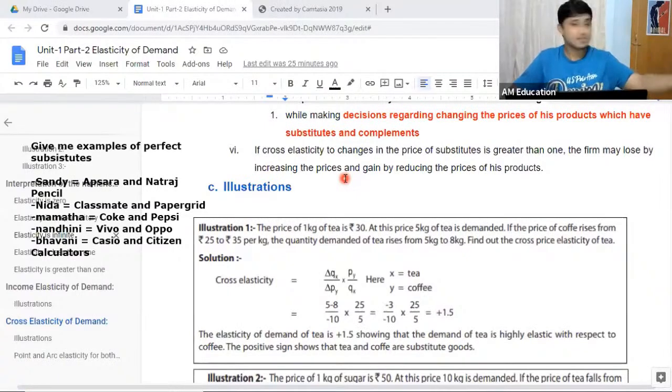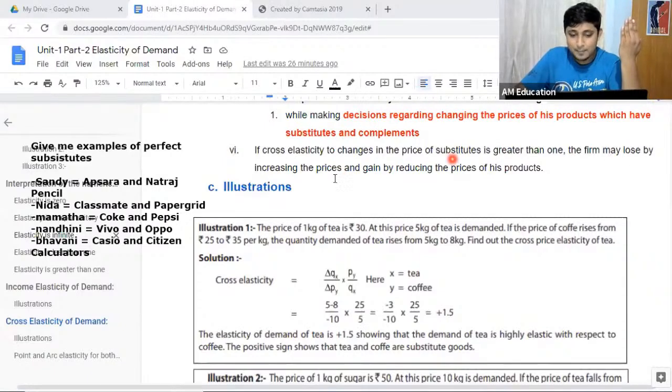That means I have a substitute. Okay, I have a substitute, and I am on the other hand. If I have a closer substitute, if it is a greater cross elasticity, a positive cross elasticity, then we both are substitutes. Right now, what will happen in the first place if I increase the prices?